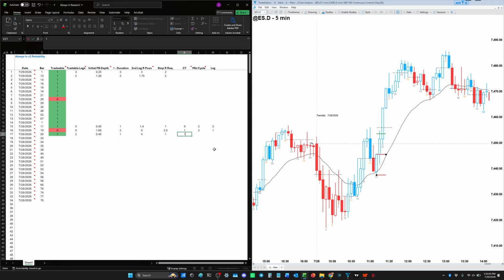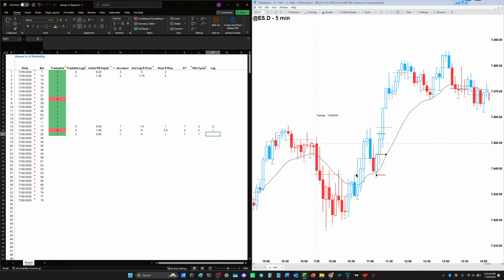Counter trend, no. Is that right? 1 is with trend. Okay, so I made a mistake here. What's bar 11? That is not counter trend. So 1. This is counter trend. It's 2. I made a mistake. I fixed it. Market cycle. 1 is trend. I would say this is trend. And this is leg. I'm going to say 1, pullback 2. You could say it's leg 3.